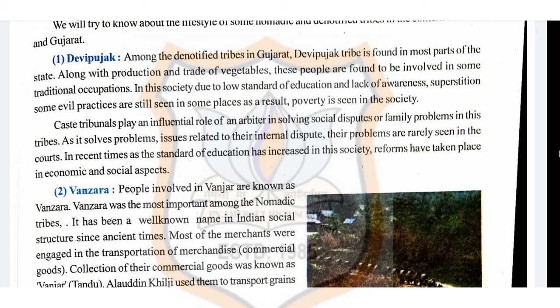Caste tribunals play an influential role as arbiters in solving social disputes or family problems in these tribes. As they solve problems and issues related to internal disputes, their problems are rarely seen in court. In recent times, as the standard of education has increased in this society, reforms have taken place in economic and social aspects.